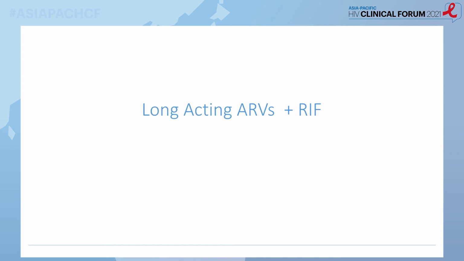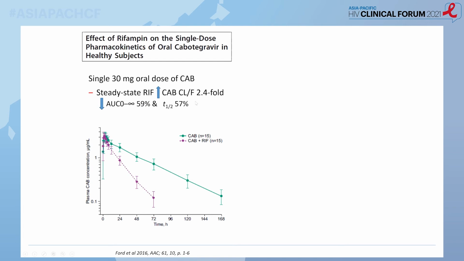I'm sure some of you are thinking about long-acting drugs now. At the start of this year, long-acting cabotegravir and rilpivirine was approved. And we had some drug interaction study already before it was approved. As cabotegravir is metabolized by the enzymes which rifampicin induces, we do see, unfortunately, a large decrease in cabotegravir, this purple line here given with rifampicin, compared to without rifampicin.